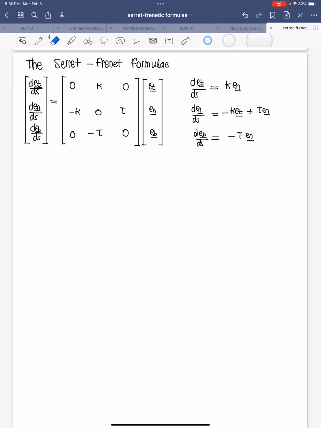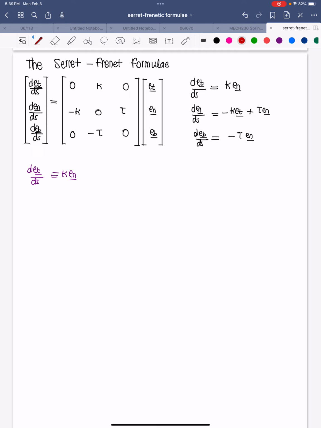Hello, in this video we're deriving the Serret-Frenet formulas that are written here in matrix form and to the side in equation form. Let's start with the first of these: det by ds is equal to kappa en. This is actually the definition of the derivative of the vector et with respect to the arc length parameter s.